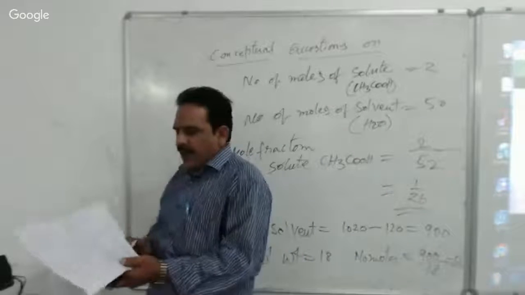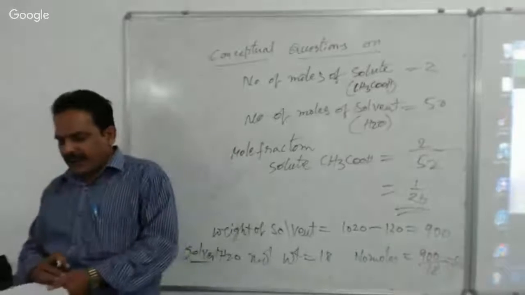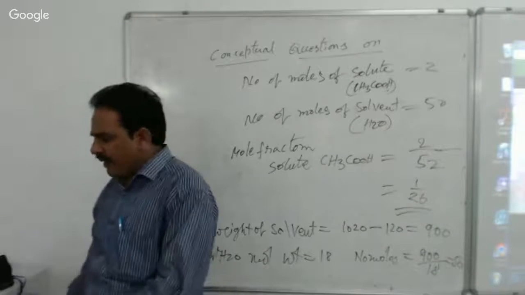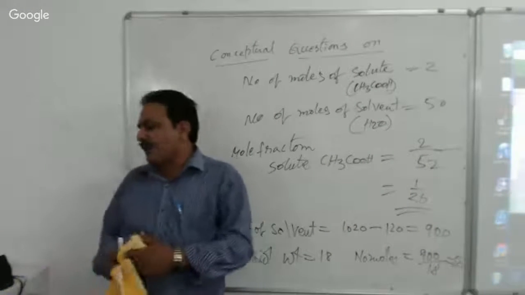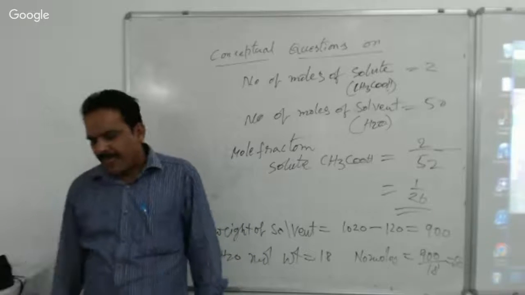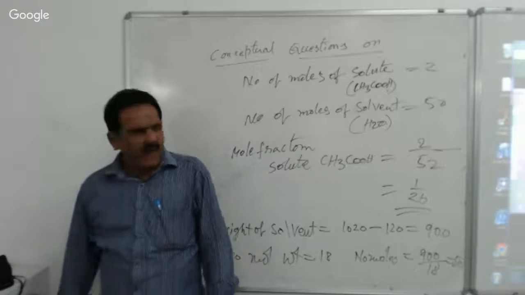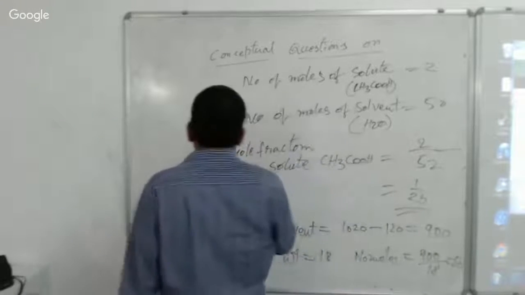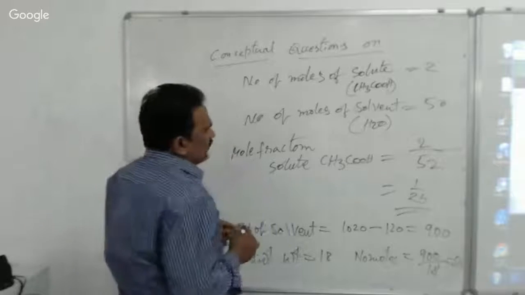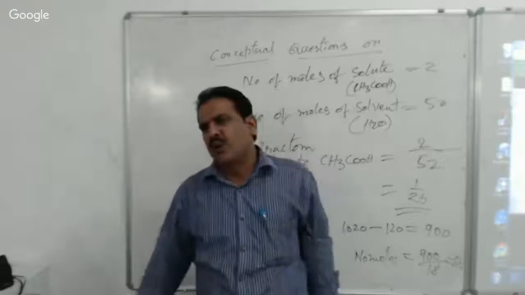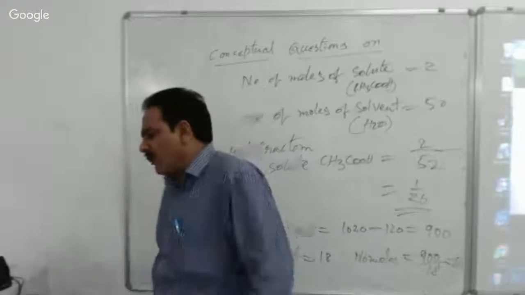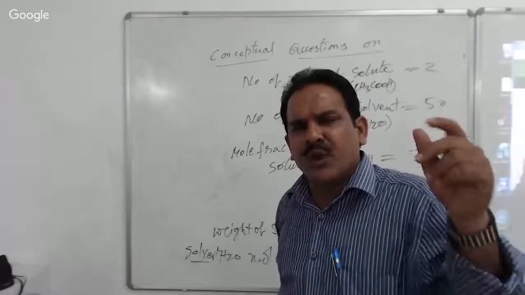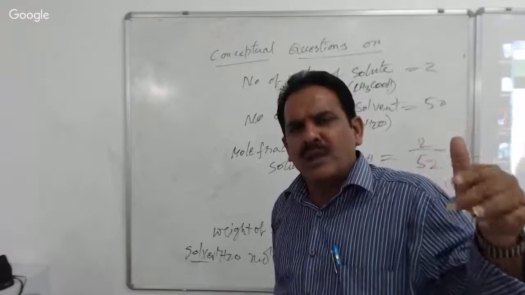That is fine. I hope you got the concept of how to do the problem. Yes, sir. Here basically we need to identify the number of moles of both components. Sir, why did we get 52? 50 plus 2. Mole fraction of solute is equal to the number of moles of solute by the number of moles of solute plus solvent. Mole fraction can be defined as the ratio between the number of moles of solute to the total number of moles of solute and solvent.